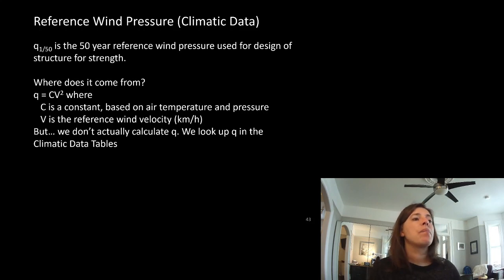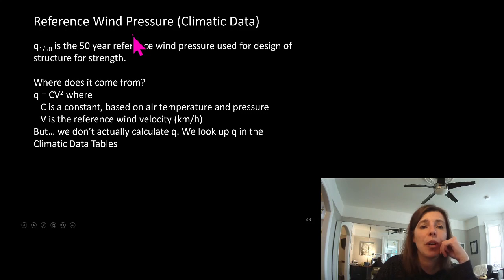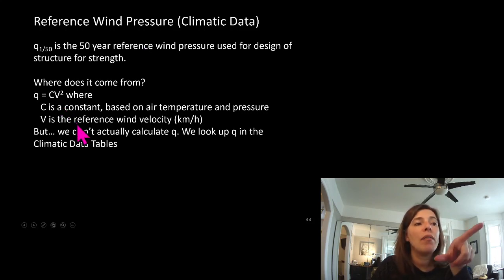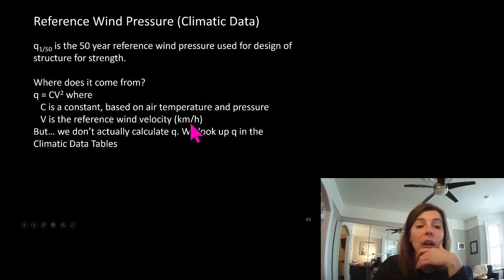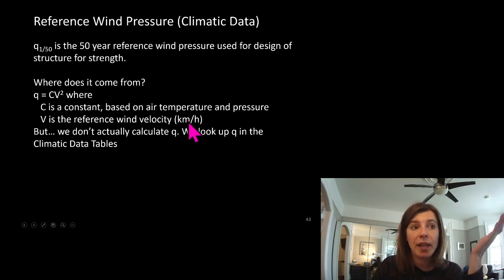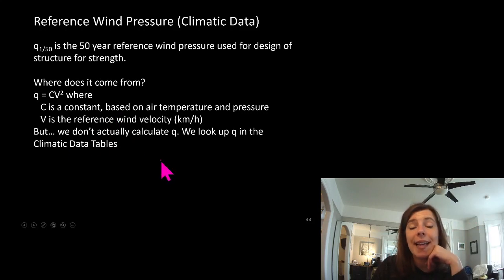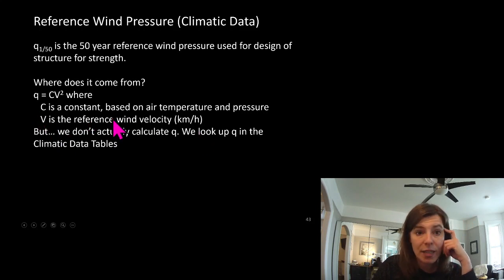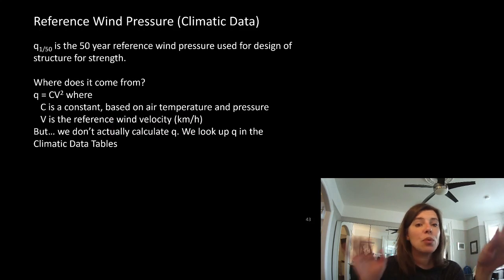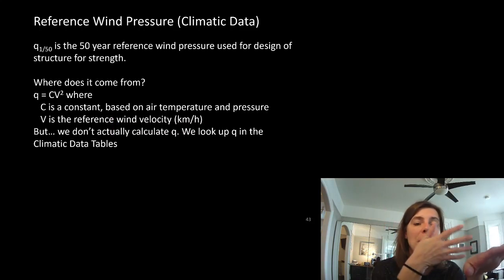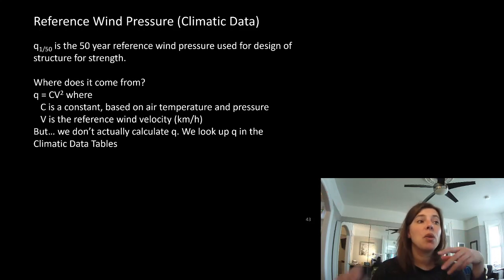It comes from a constant based on air temperature and pressure, and the square of the reference wind velocity in kilometers per hour. You guys are used to hearing wind talked about in kilometers per hour. We don't actually calculate Q because somebody has done this for us again and again and again, where we go and look up what Q is. That said, in the States, they do two things different than us. They use a wind reference velocity, so they'll talk about it in kilometers per hour. So it's not a straight exchange. You can't look something up in the American code and use our code. You would have to convert it.